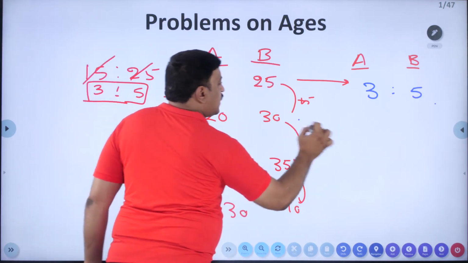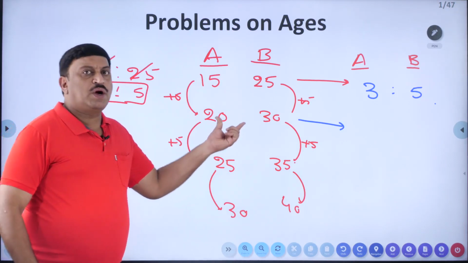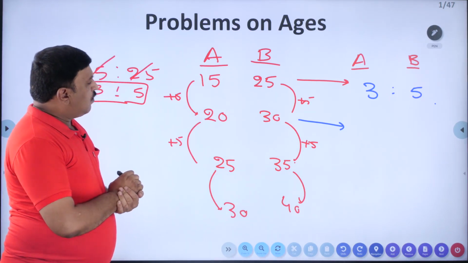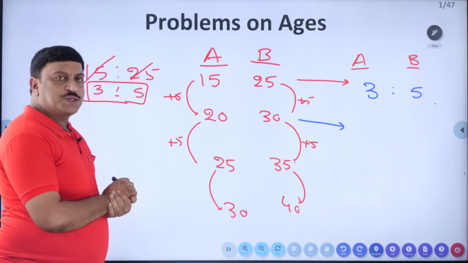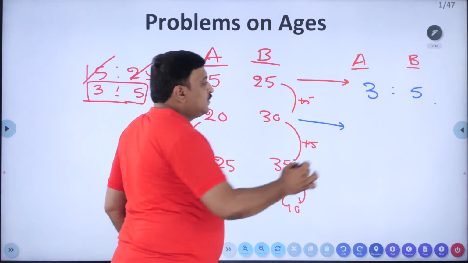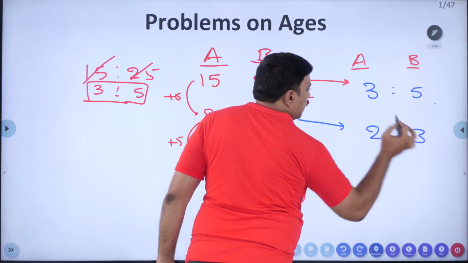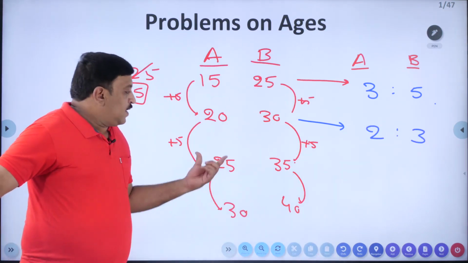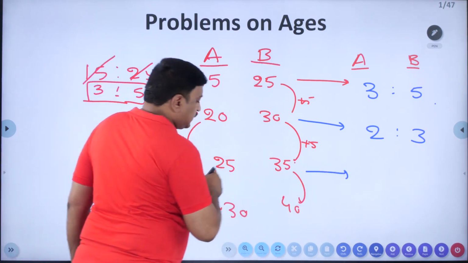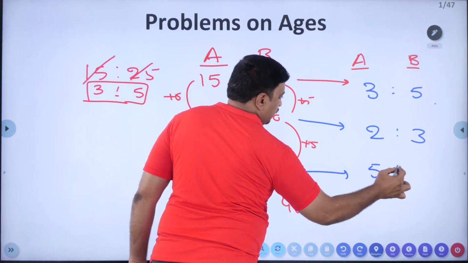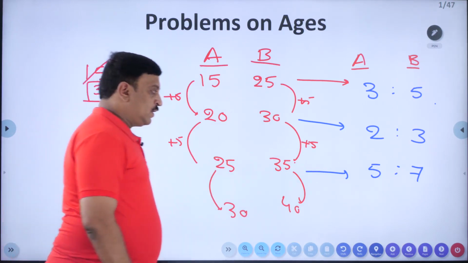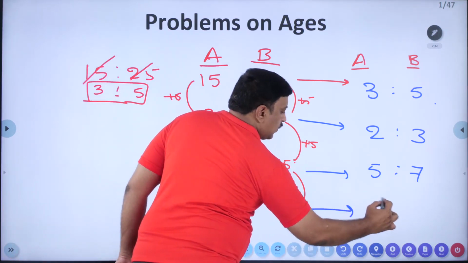Here in the second instance, how much is it? 20 and 30. How much is the ratio? 10 twos, 10 threes. 2 is to 3. Coming to here, 25 and 35, it becomes 5 fives, 5 sevens. So 5 is to 7. And here 30 and 40, 3 is to 4. Okay, all right.